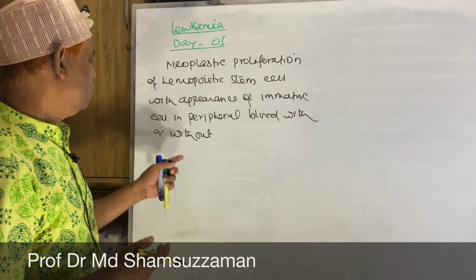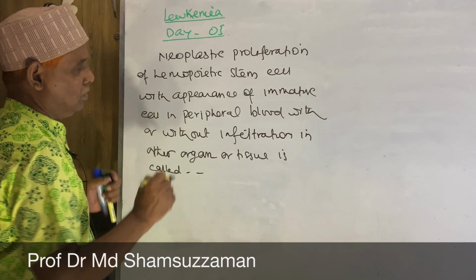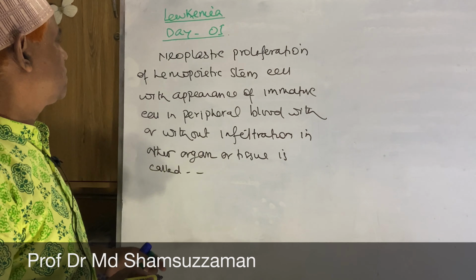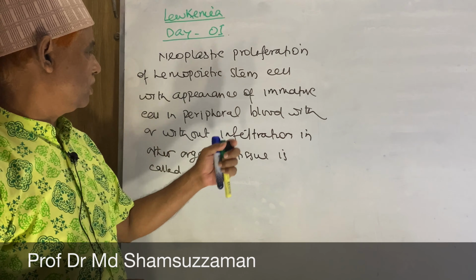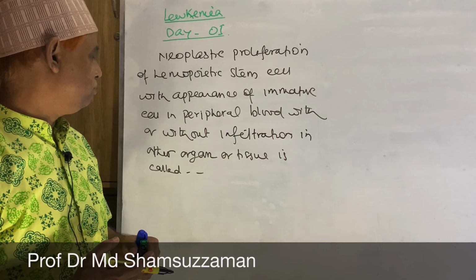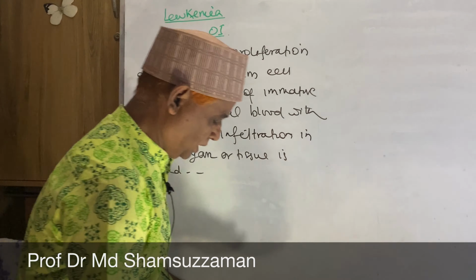infiltration in other organ or tissue is called leukemia. So neoplastic proliferation of hematopoietic stem cell with appearance of immature cell in peripheral blood with or without infiltration in other organ or tissue is called leukemia.